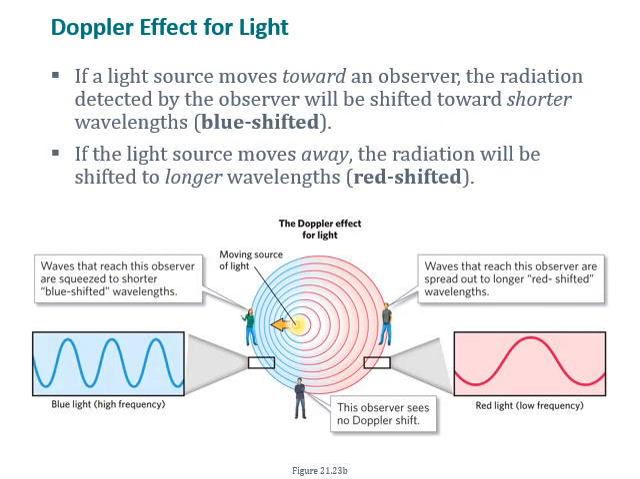Now transitioning this to astronomy, if a light source moves toward an observer, the radiation detected by the observer will be shifted towards shorter wavelengths. This is known as blue shifted. If the light source moves away, the radiation will be shifted towards longer wavelengths, which is known as red shifted. Waves that reach the observer and that are blue shifted are squeezed, whereas red shifted waves are spread out.